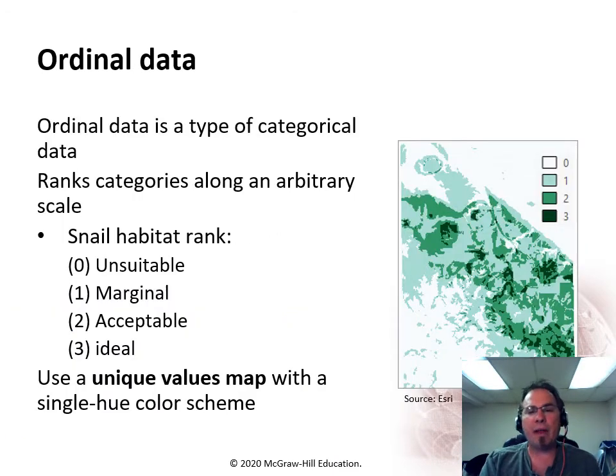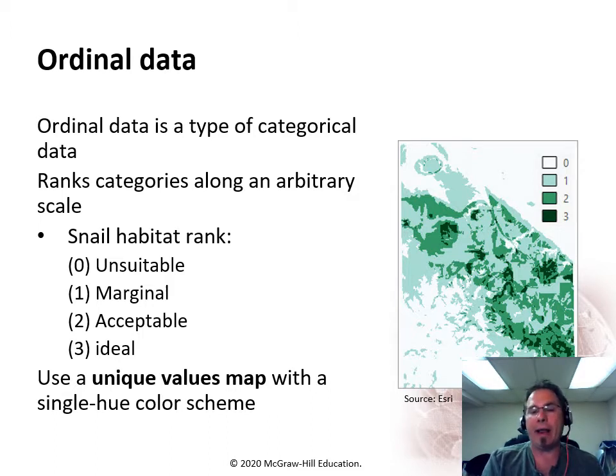The next type of data is something called ordinal data. It's a type of categorical data, but it's based on rank. And those ranks are arbitrary. And you'll see in this example, the snail habitat rank is 0, which is unsuitable, 1, which is marginal, 2, acceptable, and 3, ideal. Now, there's no differentiation between a 0 and a 1, or a 1 and a 2, or a 2 and a 3. You don't really see what that criteria is. You only know that a 3 is better than a 2, that is better than the 1, that is better than a 0. Okay, so it's a ranking.